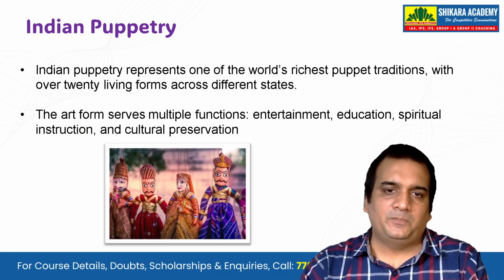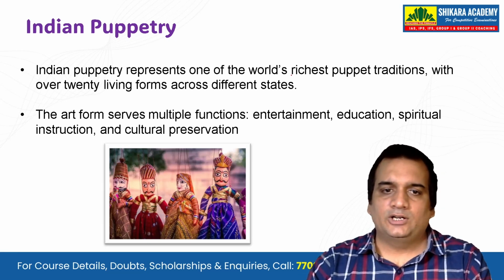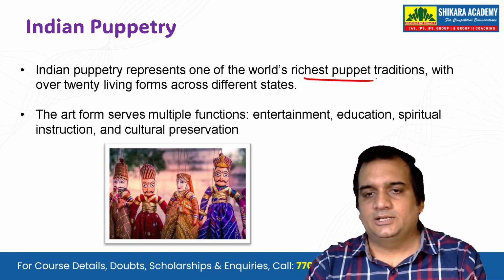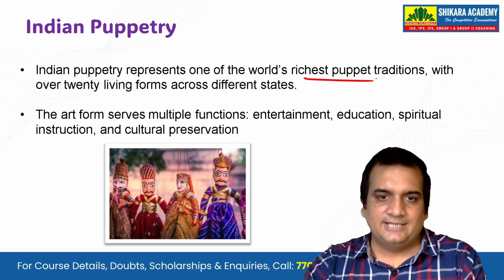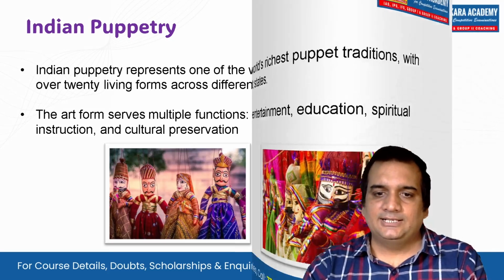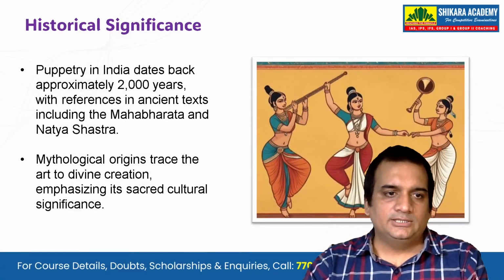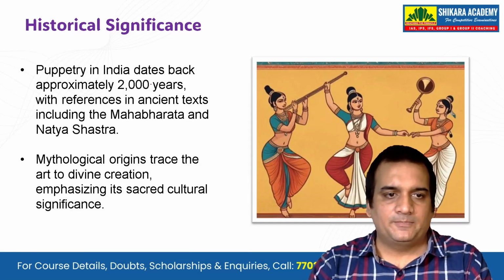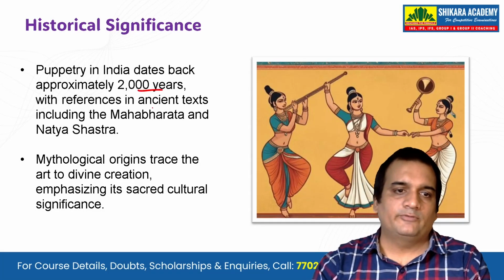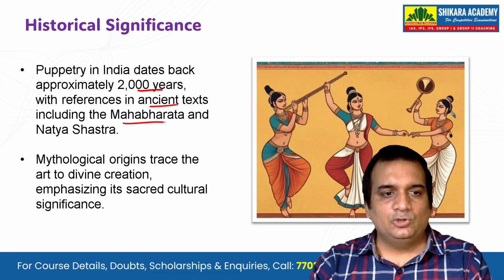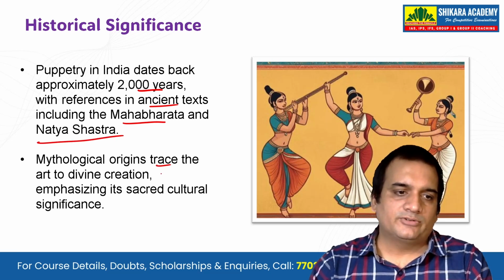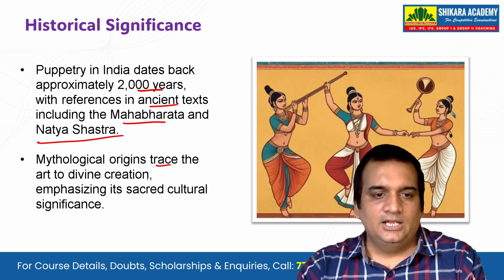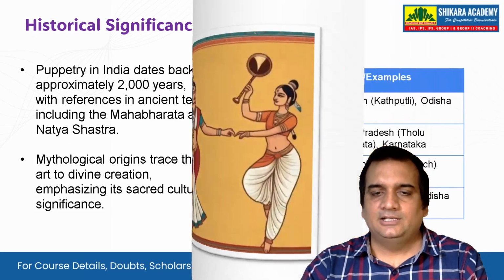Let's see Indian puppetry now, which represents one of the world's richest puppet traditions, with over 20 living forms across different states. Let's get going. So, historical significance. Puppetry in India dates back approximately 2000 years, with references in ancient texts including the Mahabharata and Natya Shastra. Mythological origins trace the art to divine creation, which emphasizes its sacred cultural significance.